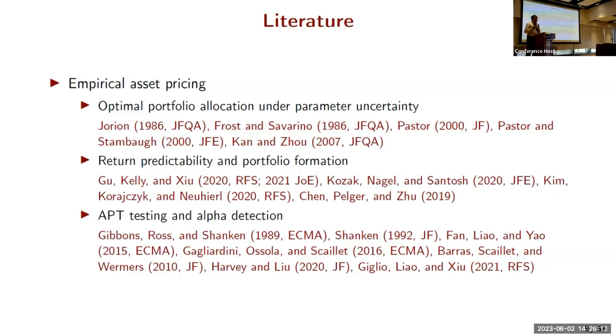To study the upper bound, like how much machine learning can do, you really need a theory. So that's what we propose. Finally, the paper is closely related to the literature on testing APT, as you can imagine.